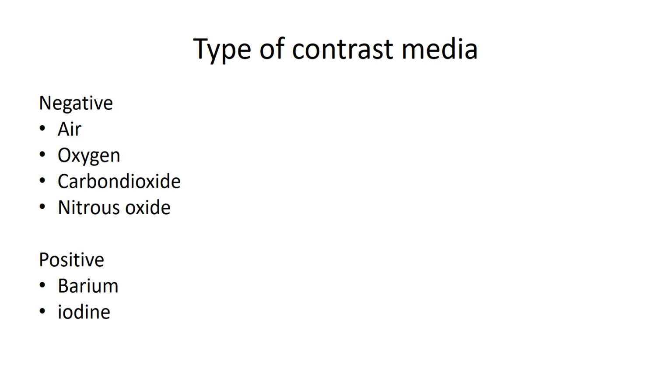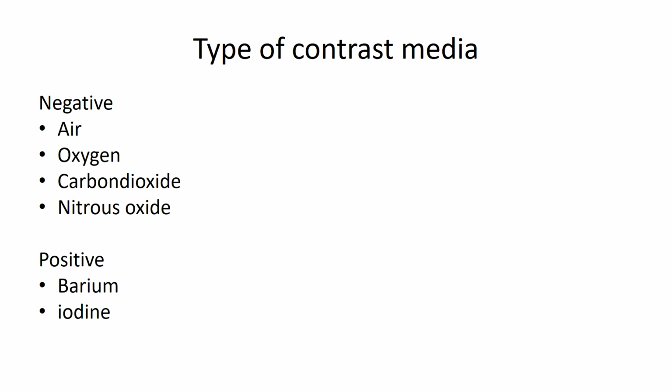If you have to talk about how many different types of contrast media are available to date, if we categorize them, there are basically two forms of contrast media. Number one is negative contrast media, and the other is positive contrast media. As the name suggests, each has its own feature. The negative contrast media are air, oxygen, carbon dioxide or nitrous oxide.